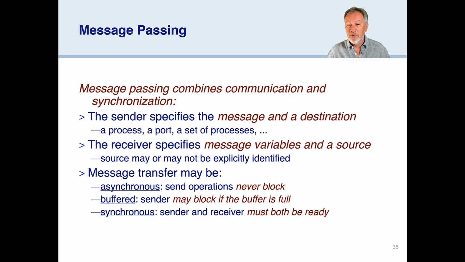And then the receiver has to express what it wants to receive. So it may have to specify the message variables, possibly the source that it wants, or possibly some pattern to be matched against the messages that are available. So there are lots of different ways of expressing message passing. Furthermore, the message transfer can be synchronous, in which case both sender and receiver have to be ready at the same time, but more commonly they're asynchronous, or they may be buffered.